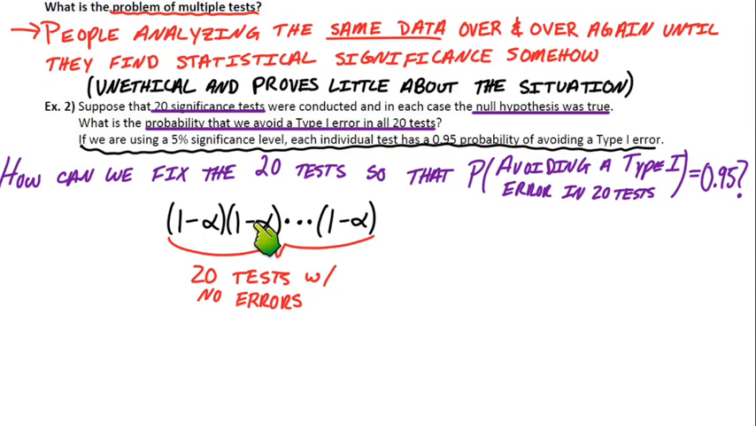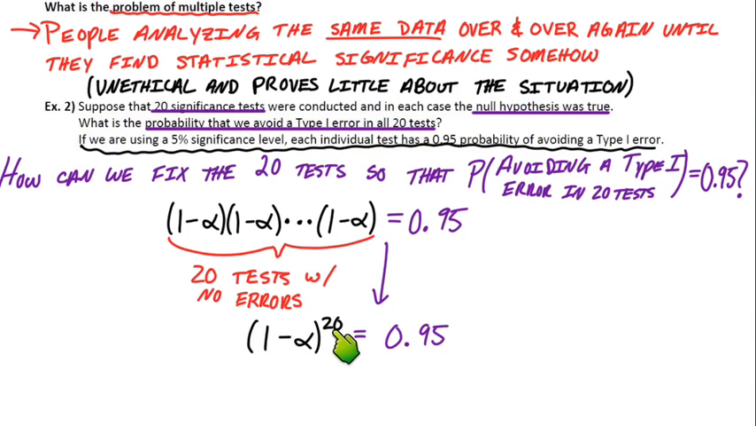So I've got my 20 tests with no errors, right? 1 minus alpha, 1 minus alpha. That's the opposite of making a type 1 error each time. I'm going to set that equal to 0.95. Okay, and then how are we going to solve this for alpha? Well, if you do this 20 times, this would just be 1 minus alpha, that quantity, to the power of 20. Still equals 0.95. Then to get alpha by itself, we've got to get rid of this exponent, right? Let's take the 20th root of both sides. The 20th root.